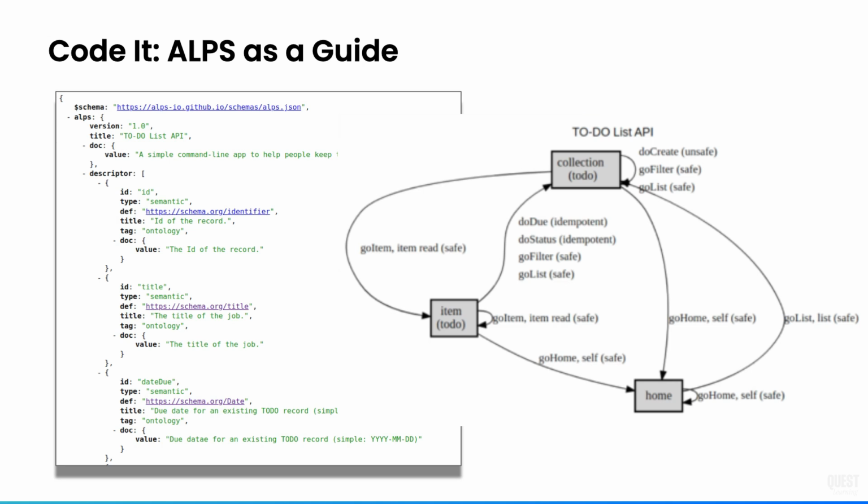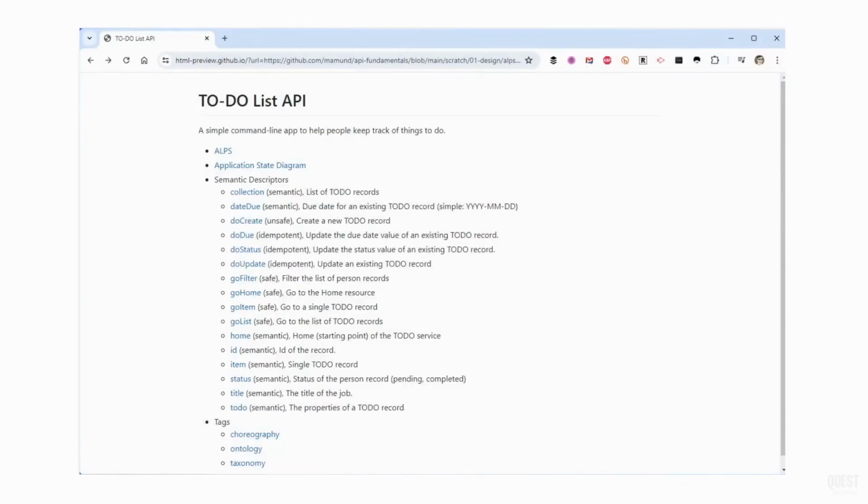So let's just take a quick review. This is what our ALPS document looks like on the left, and this is the connection diagram or the choreography that it represents on the right. Let's quickly jump to the original source again, just to review what we did in the design phase. Okay, so this is our ALPS document. This is our ultimate design document. So there are lots of things going on in here.